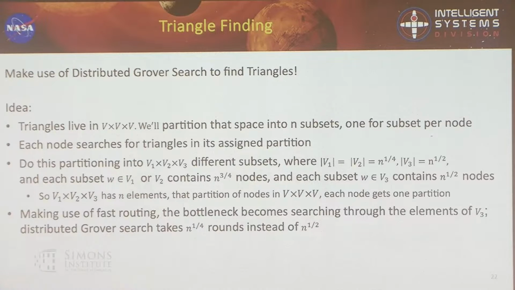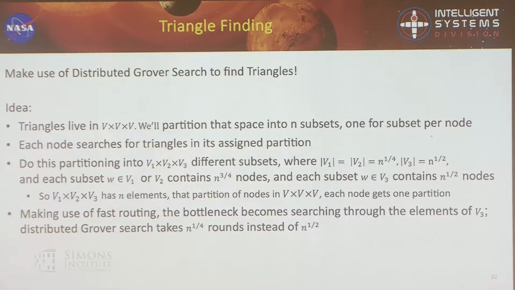And then we can make use of distributed Grover search to find triangles. Why do we want to find triangles? We'll see in a bit that it is a step along the way to get all pairs shortest paths. And so triangles live in V cross V cross V. And what we're going to do is partition that space into n subsets, one subset for each node, so the node can do a search on that partition.